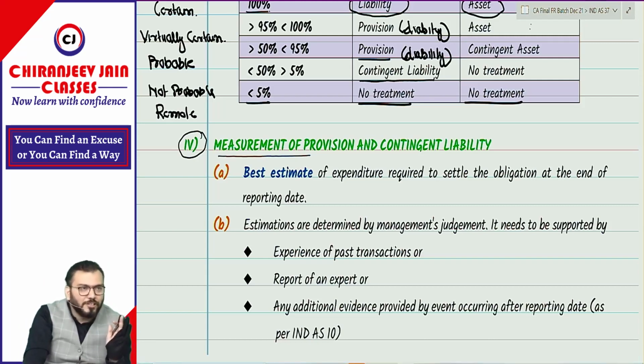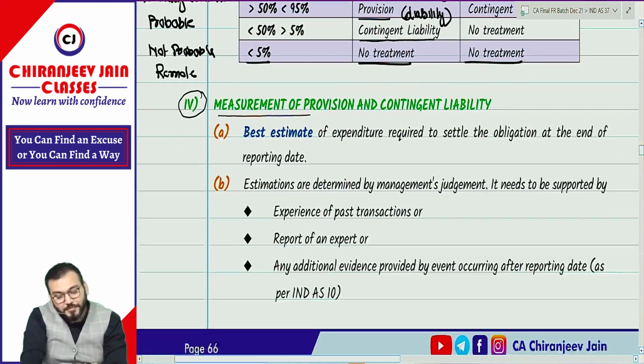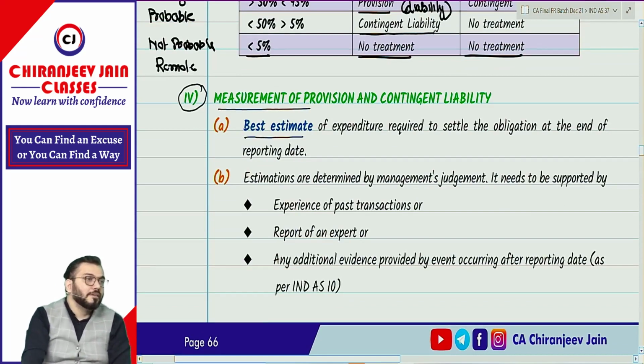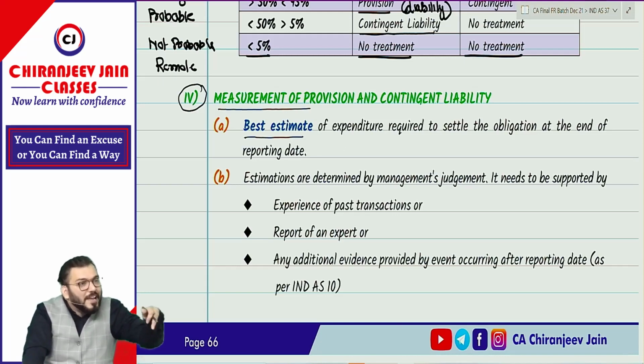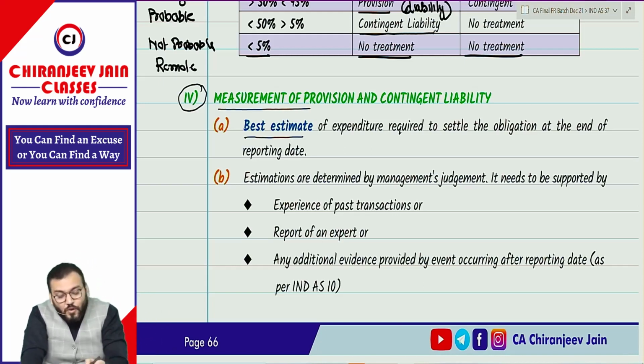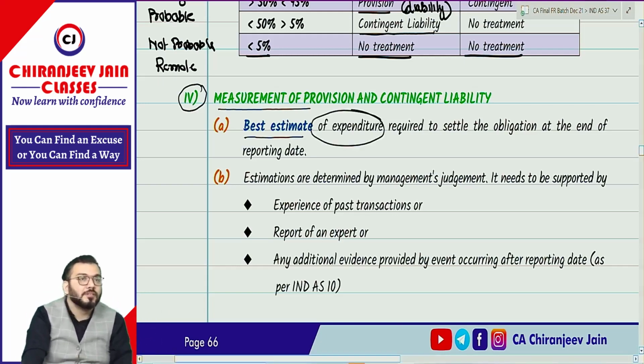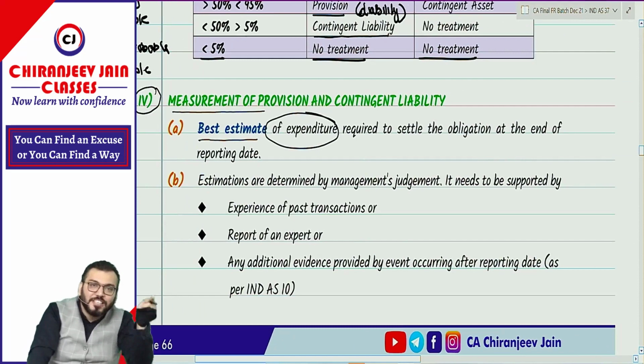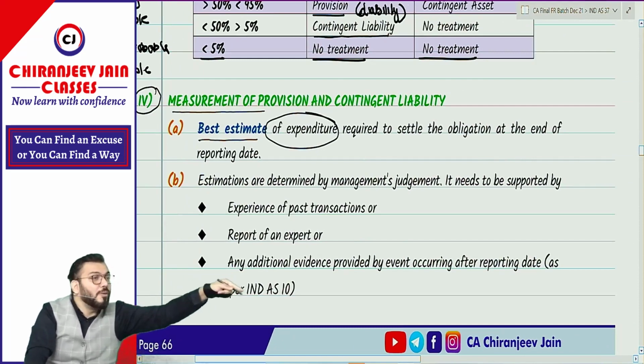Contingent liability also requires measurement for disclosure purposes. So, in simple words, what Ind AS 37 says is that it will be the best estimate, one word, best estimate, of expenditure which is required to settle the obligation.